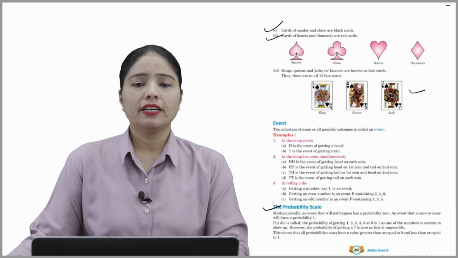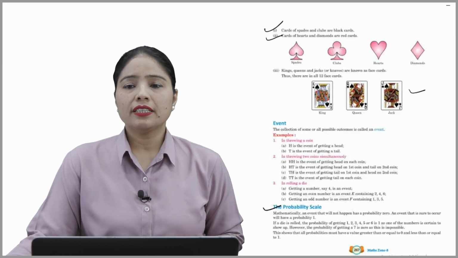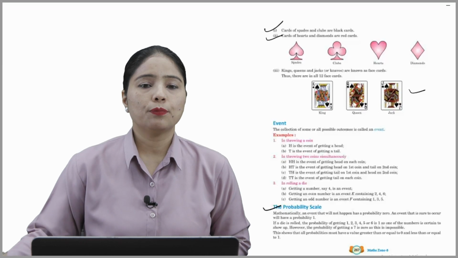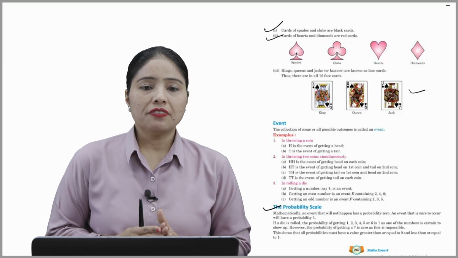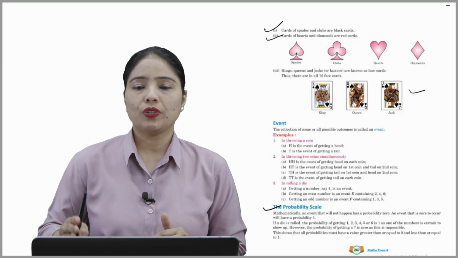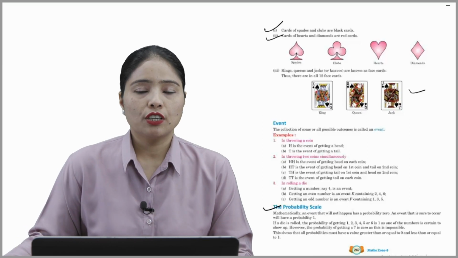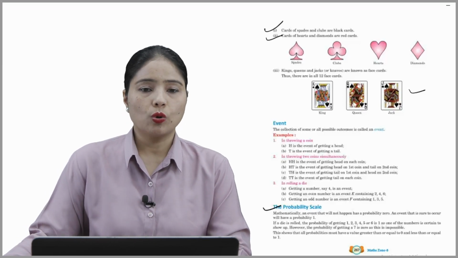Mathematically, an event that will not happen has a probability 0. An event that is sure to occur will have a probability 1. If a die is rolled, the probability of getting 1, 2, 3, 4, 5 or 6 is 1, as one of the numbers is certain to show up.